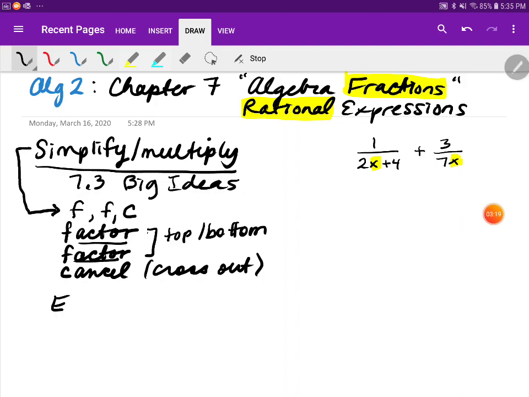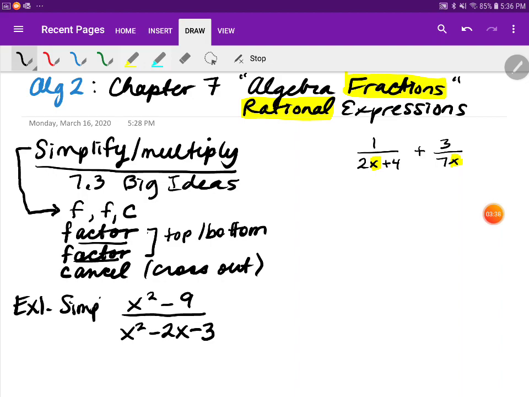You have example 1, and you have x squared minus 9 in the numerator, and in the denominator you have x squared minus 2x plus 3. The instructions say to simplify. It would probably be better if I put example 1 over here, and I wrote the instructions. So it says simplify.